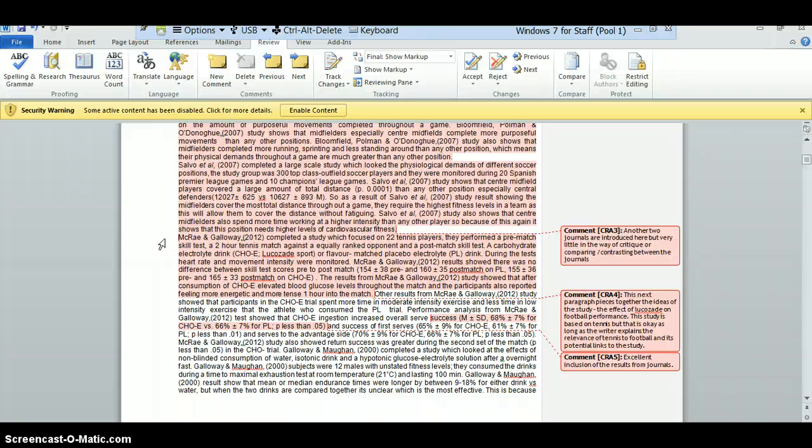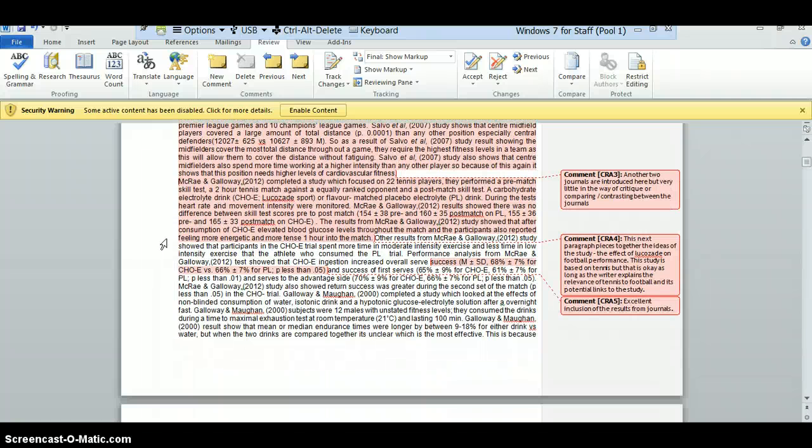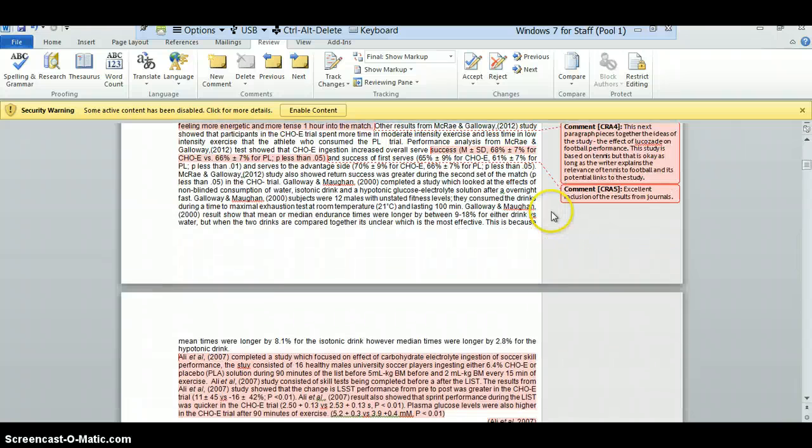So they could have discussed in here that tennis and football are both explosive sports where they involve some form of aerobic and some form of sprinting. Okay, so that would have been better to tie this together. Okay, they have used excellent results. Okay, they're comparing and contrasting between the journals, although again this could have been better. There could be more links between them to make sure they're good.